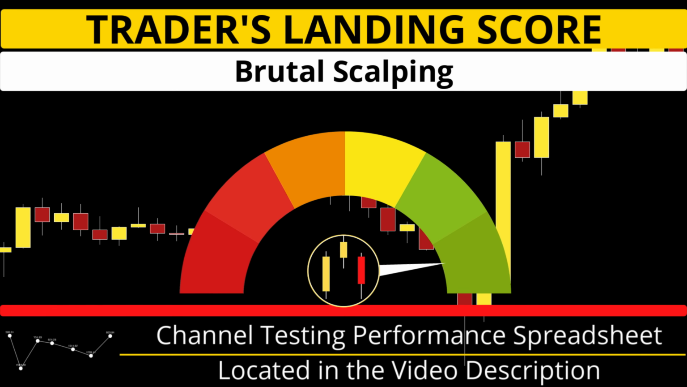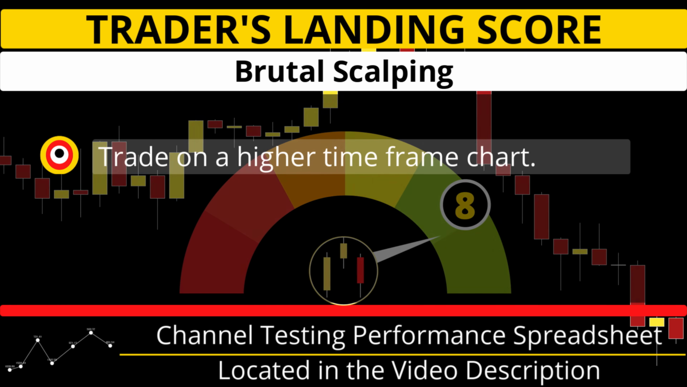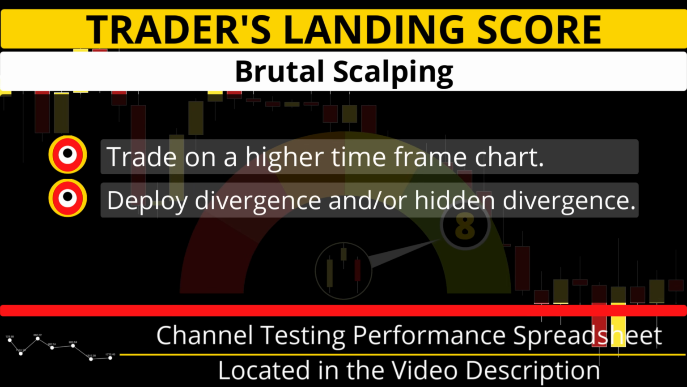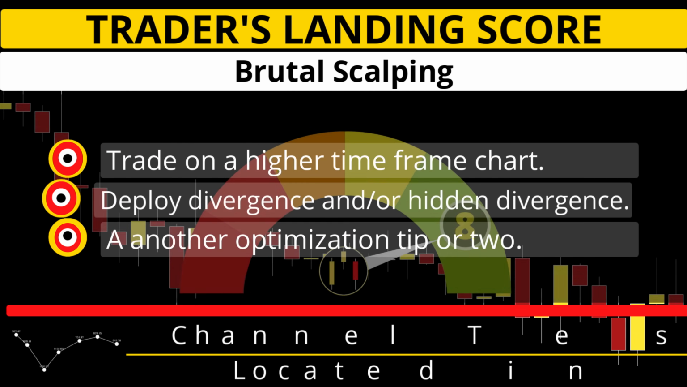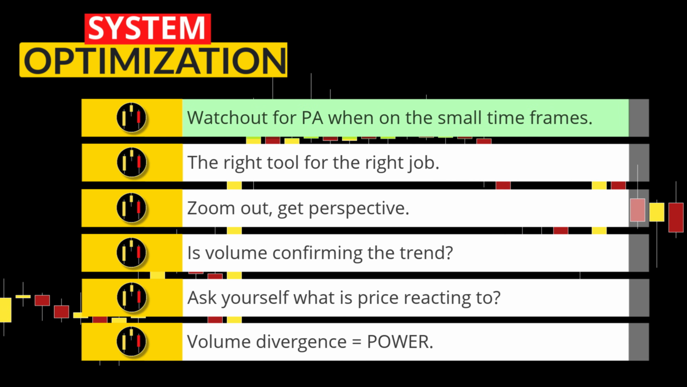I give this system a trader's landing score of 8, and it could easily be increased using higher time frames, divergence and/or hidden divergence, plus a couple of these optimization tips. Remember, the enemy of great is good. I have 6 ideas on how we can improve this system.